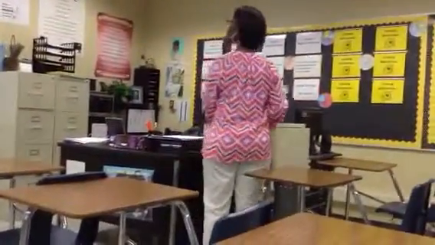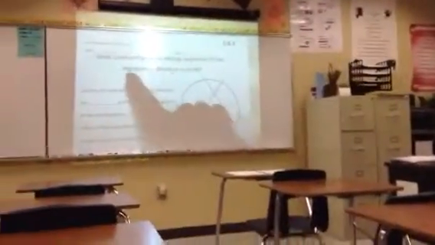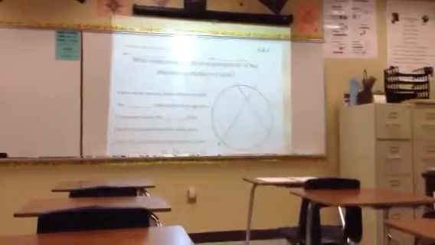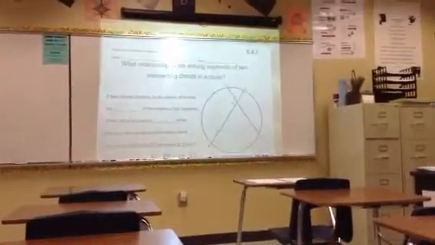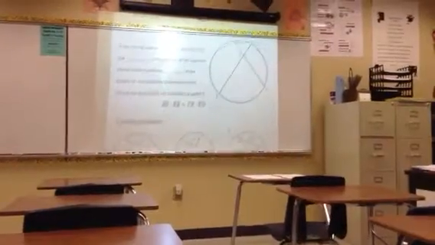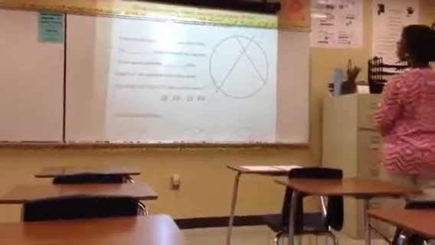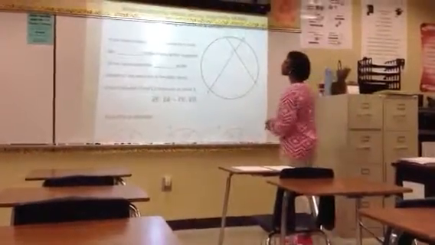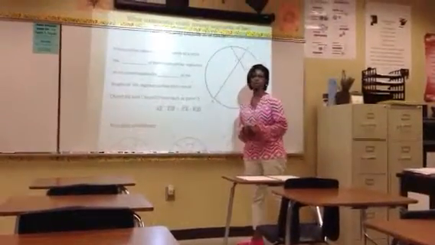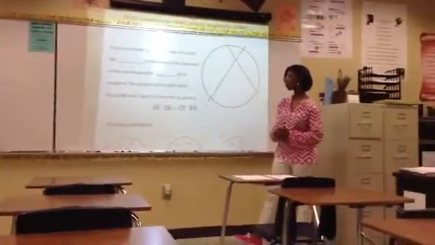So, you should have in front of you a worksheet. The worksheet is numbered 5.4.1. And you have the essential question, what relationship exists among segments of two intersecting chords in a circle? If two chords intersect in the interior of a circle, the blank of the lengths of the segments of one chord equals the blank of the lengths of the segments of the other chord.